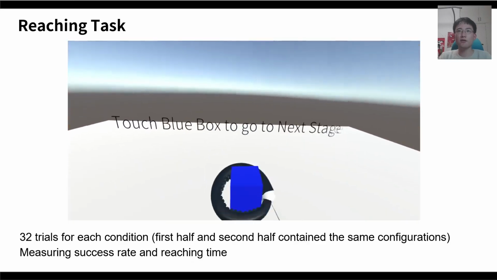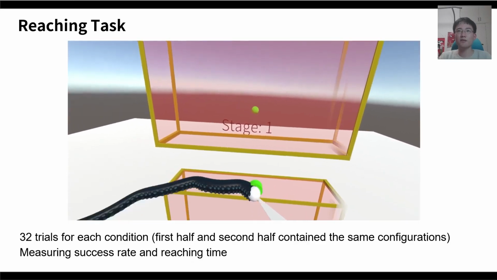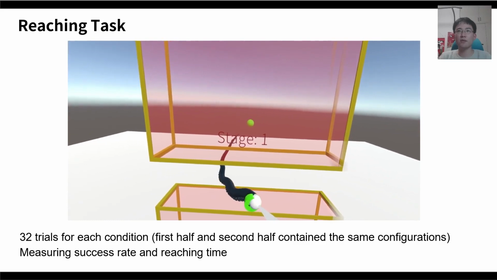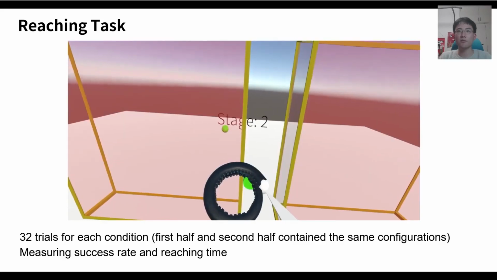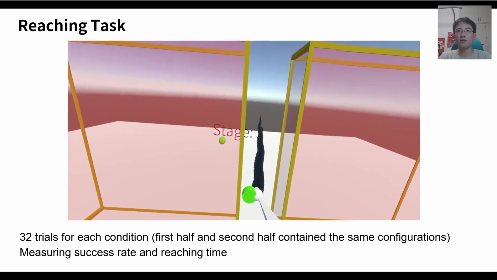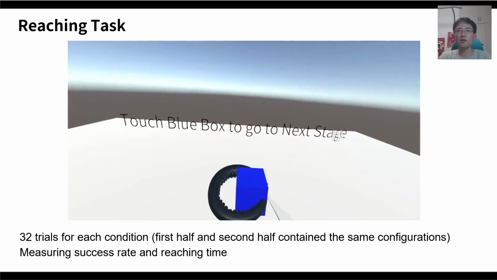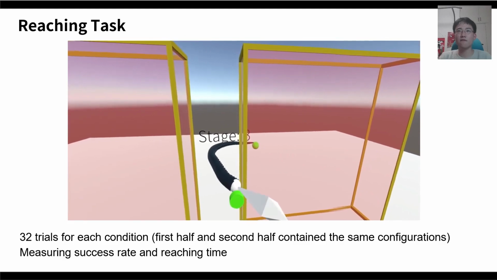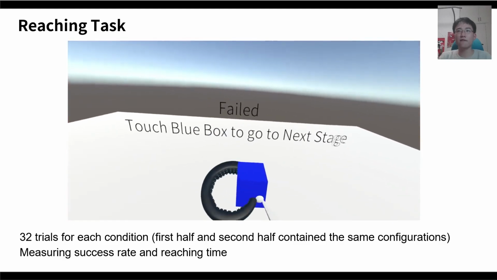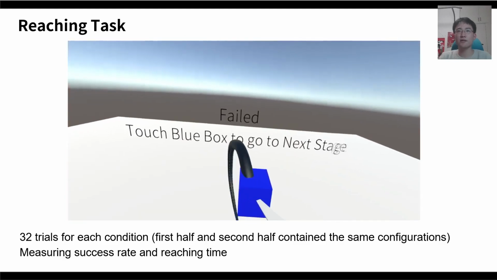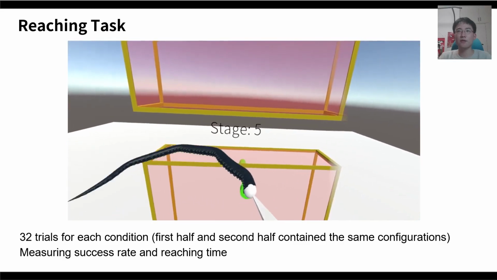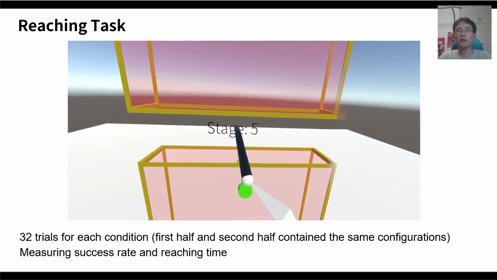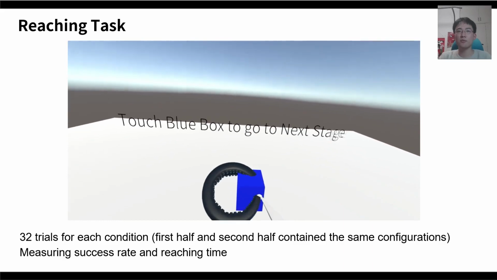In the reaching task, designed to measure dynamic motor performance, participants were asked to touch a target located behind obstacles using the avatar arm. This task was performed for 32 trials. In each trial, the size of the gaps between the obstacles and the placement of the target varied. To measure learning effects, the first 16 trials and second 16 trials contained the same configurations. We recorded the success rate and the reaching time.